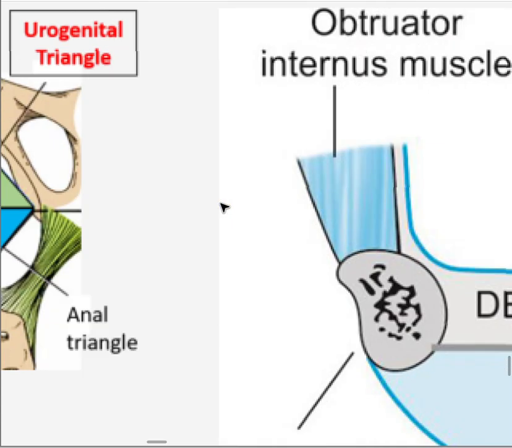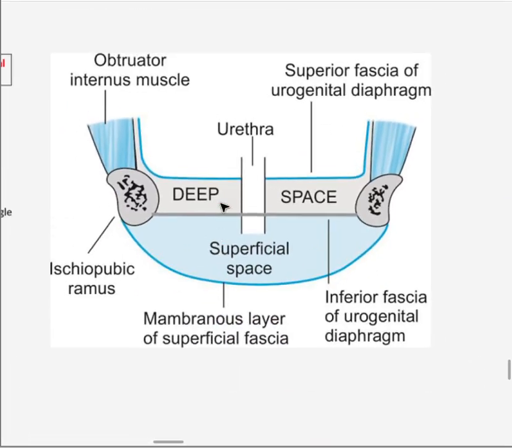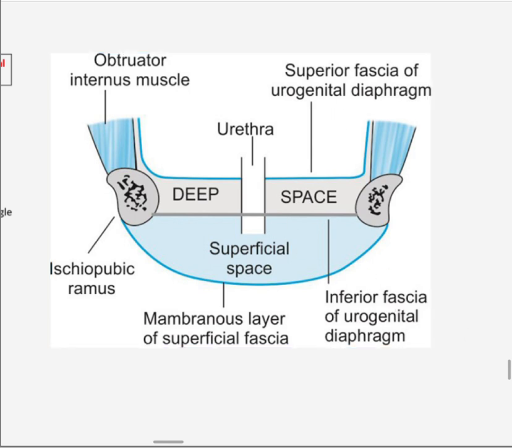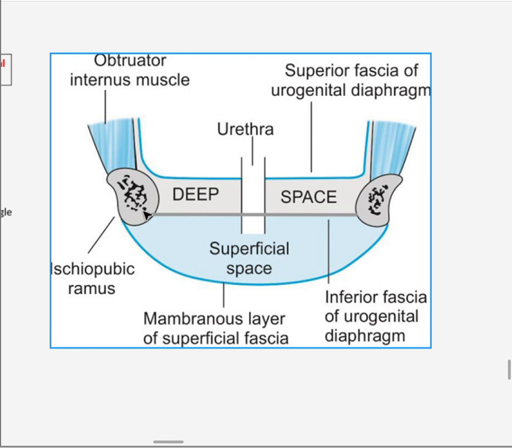When we talk about the urogenital triangle, we have something called the urogenital diaphragm. There's a superior fascia of the urogenital diaphragm and there's an inferior fascia of the urogenital diaphragm. It's a deep space that's basically enclosed by two layers, the superior fascia and the inferior fascia. So the urogenital diaphragm, also known as the triangular ligament, is made of two layers of pelvic fascia that fill the gap between the descending pubic rami. These are the ischiopubic ramuses that are descending, the descending pubic rami, and it lies beneath the levator ani muscles.